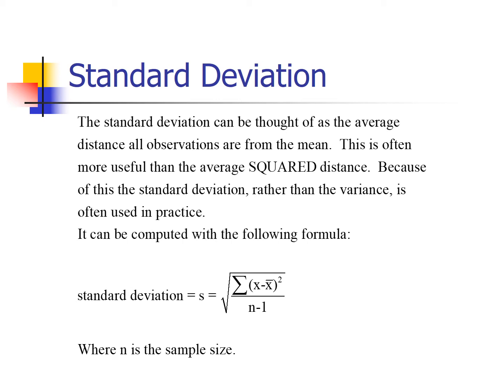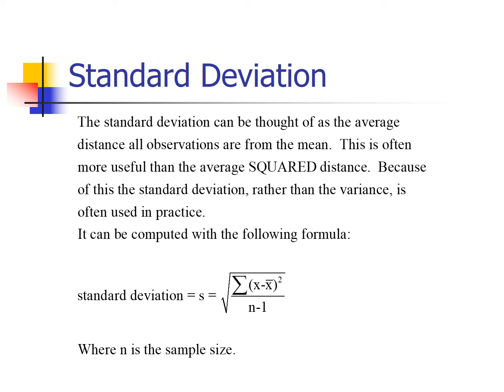So here's the standard deviation. The standard deviation can be thought of as the average distance, not squared distance, the average actual distance all observations are from the mean. This is often more useful than the average squared distance, which is essentially saying that the standard deviation is often more useful than the variance. Because of that, it's the standard deviation rather than the variance that's often used in practice. It's used with the following formula. Standard deviation equals S. So that's a sensible abbreviation, right? S for standard deviation.